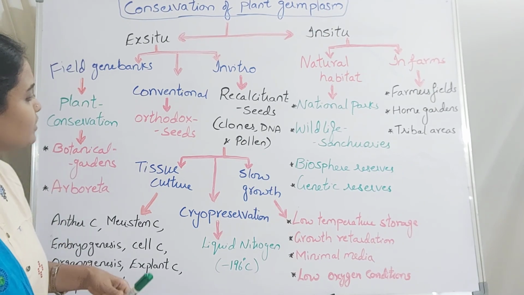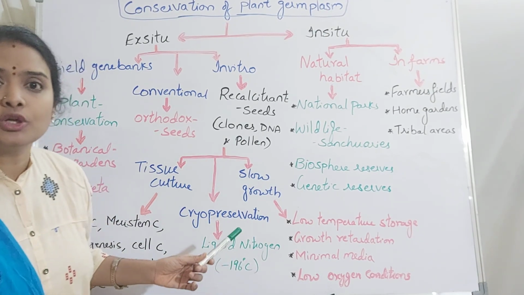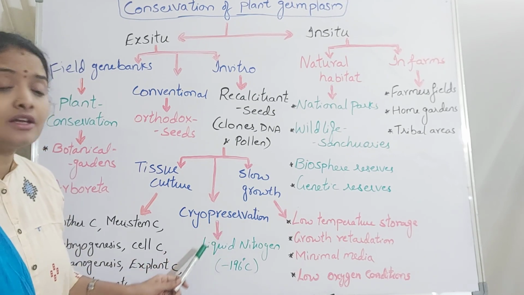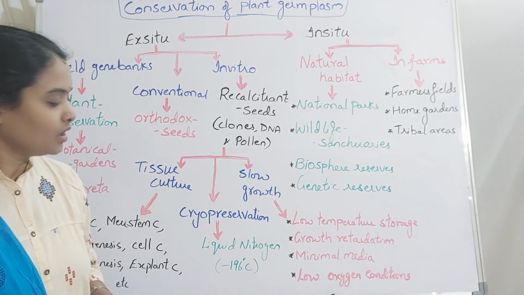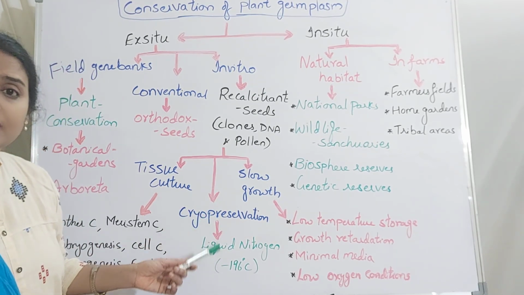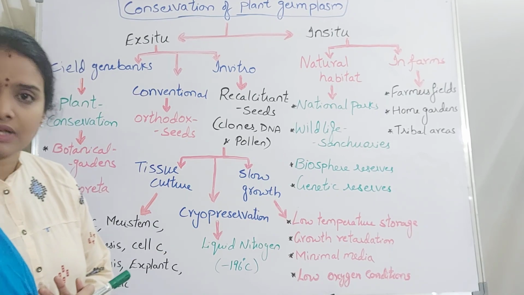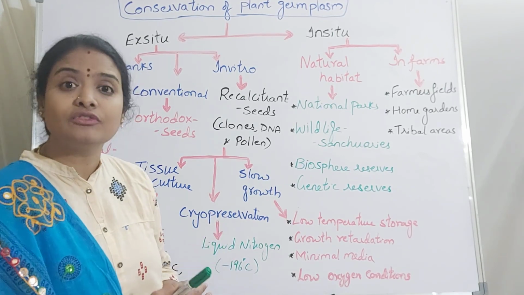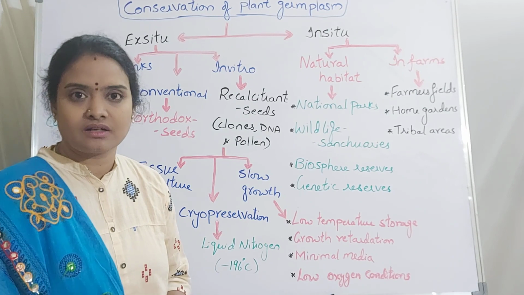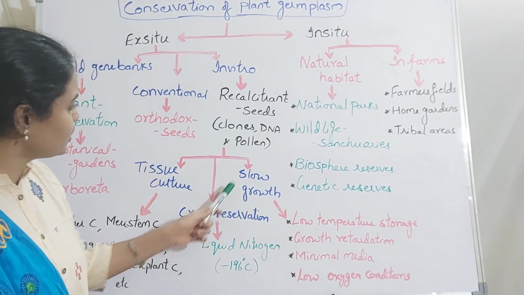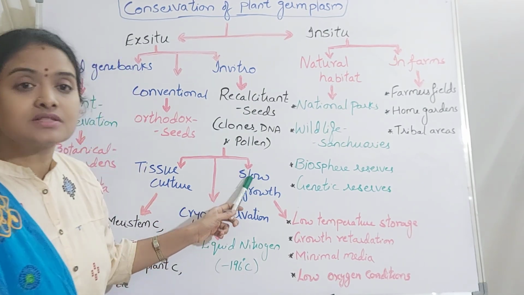So the explant or the germplasm you will be storing in these liquid nitrogen tanks. Okay. And you have different types of cryopreservation techniques, and what the methods are, we will discuss that in the next class in detail, right. So next, going to another one, it is the slow growth process.